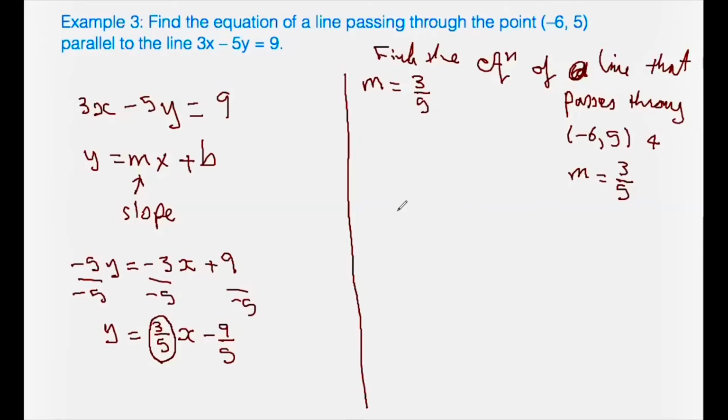To find that equation, you go y equals mx plus b. This is my x and y value, and this is my m. All I need to do is sub in these numbers in this equation to solve for b, which is the y-intercept. Therefore 5 equals 3 over 5 times negative 6 plus b.